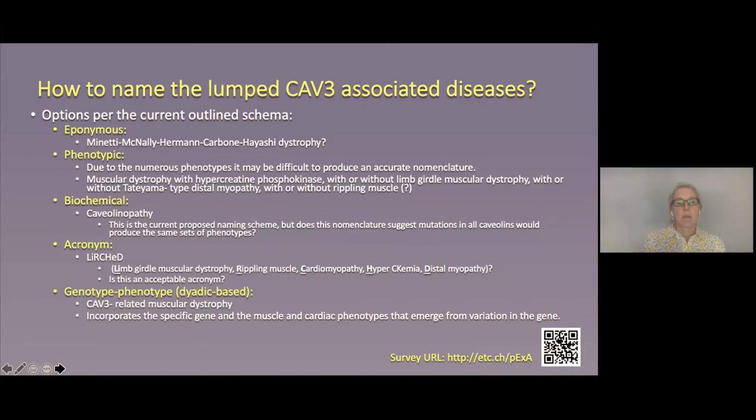And so in this example, we have CAV3 related muscular dystrophy. This would begin to tell you that there is a gene associated with it, CAV3, but maybe it needs to say the gene CAV3 genetic related muscular dystrophy, because there could be individuals that don't understand CAV3 as a gene. That's one thing we would have to think about when we take off our hat as geneticists or experts in genes and put on a different hat of someone who doesn't know. But it does incorporate those specific muscle phenotypes as well.